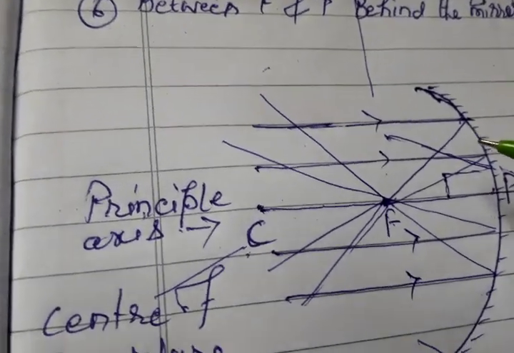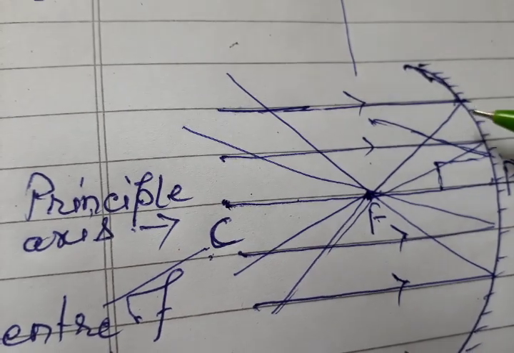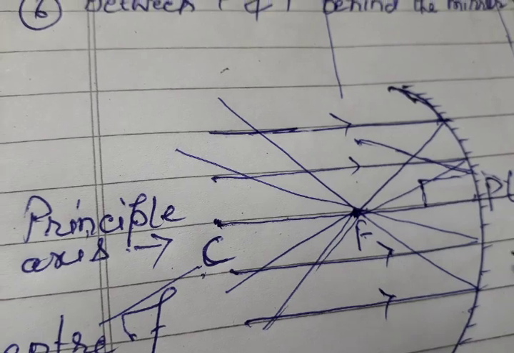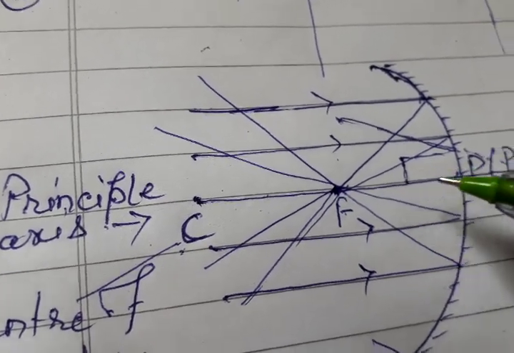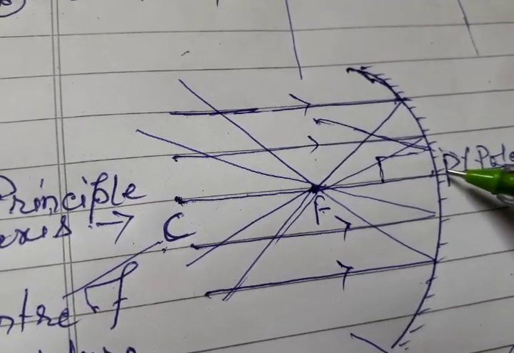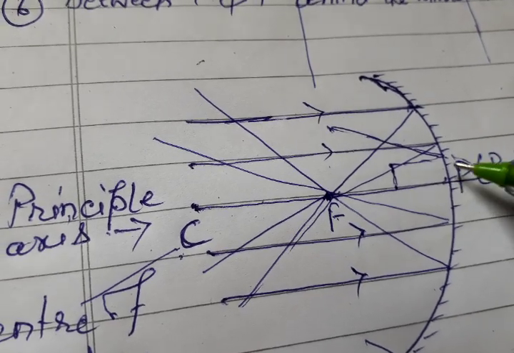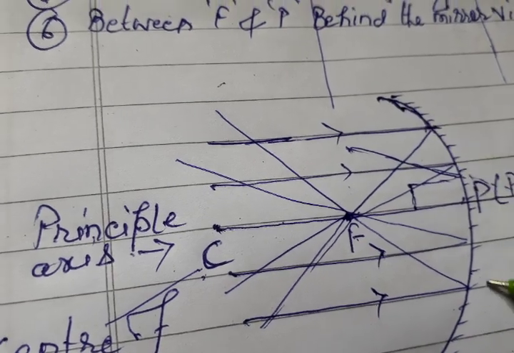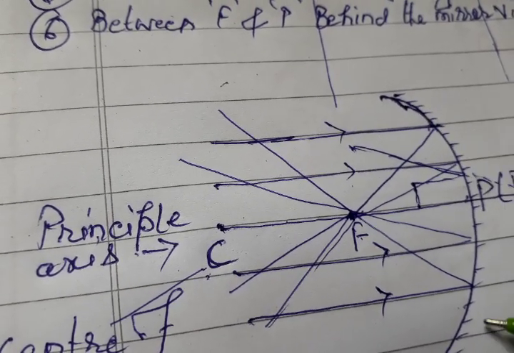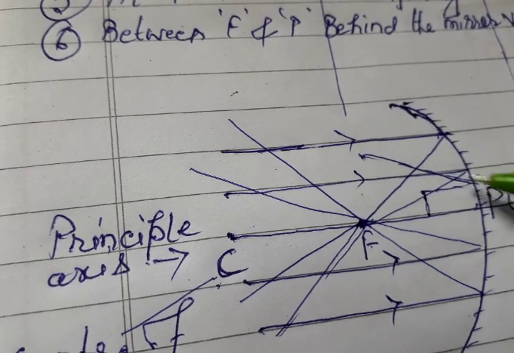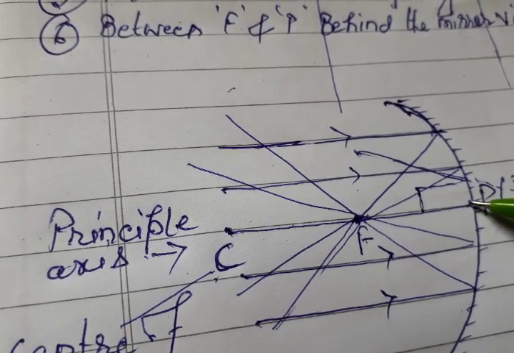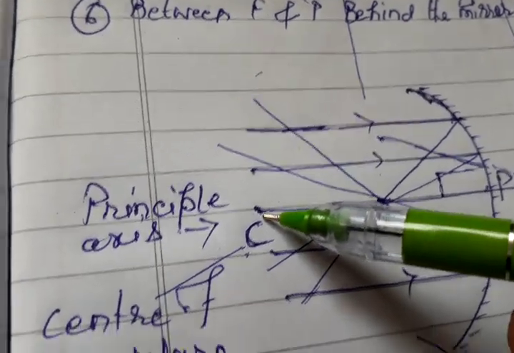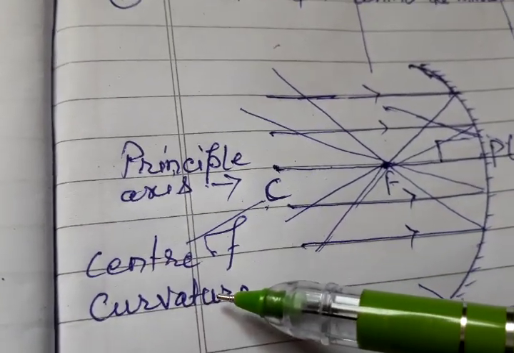So you can see that in this figure, this is the back side of the mirror and this is the front side of the mirror. This is the pole, we have already discussed it, the middle part or the center of the mirror. This is the curvature, the part of the sphere actually. This one is focus. This one is called the center of curvature.